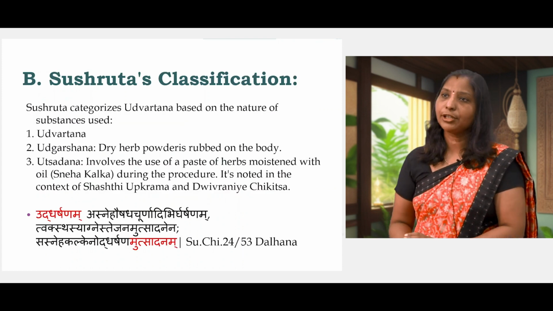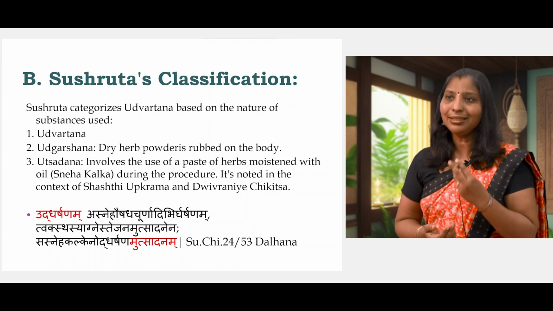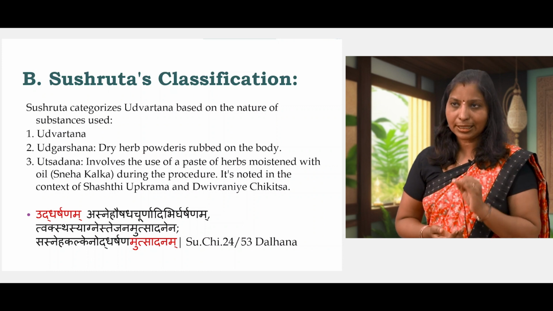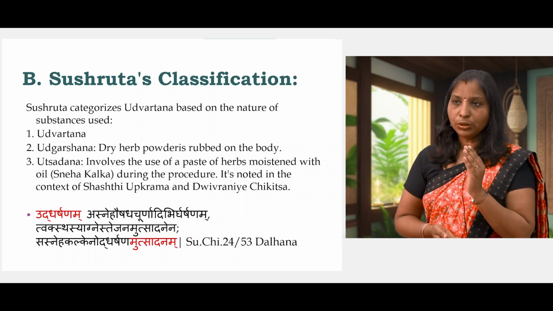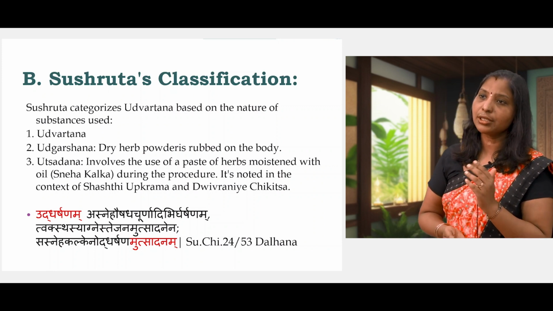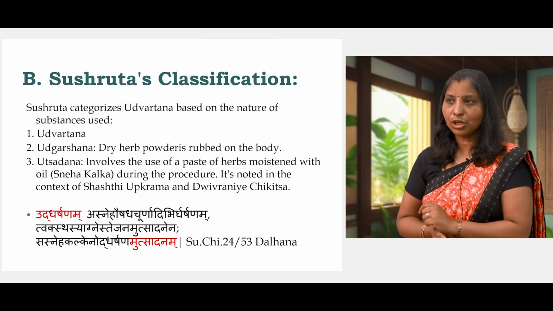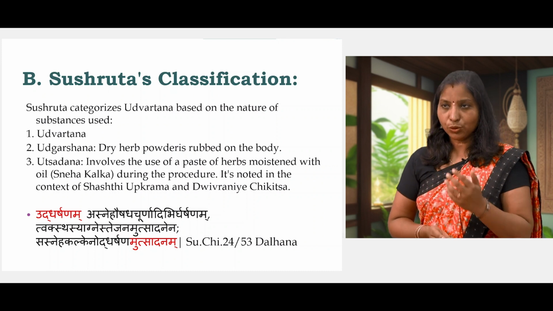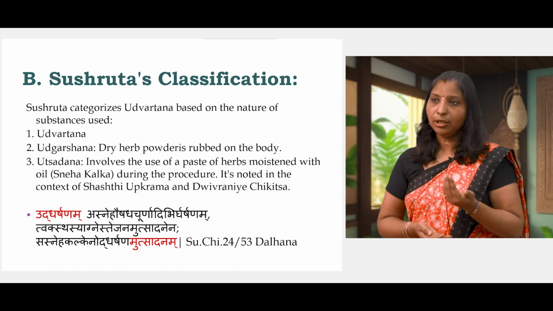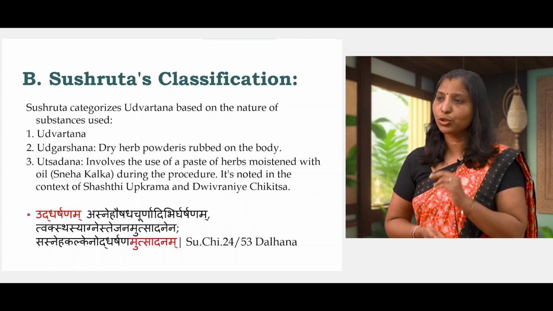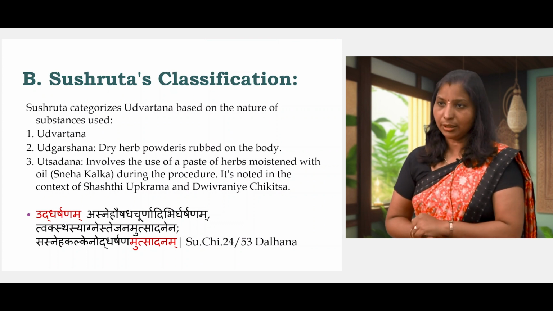And in Sushruta's classification, he classified the Udvartana or dry powder massage into three types. First is the Udvartana, second is Udgharshana, and third is the Utsadana. He explains the difference between Udgharshana and Utsadana: in Udgharshana they use the dry powder massage which is rubbed on the body, while Utsadana involves the use of a paste of the herbs moistened with oil during the procedure. That is the Snigdha and Ruksha Udvartana. It is noted in the context of Shashti Upakrama in the Sushruta.